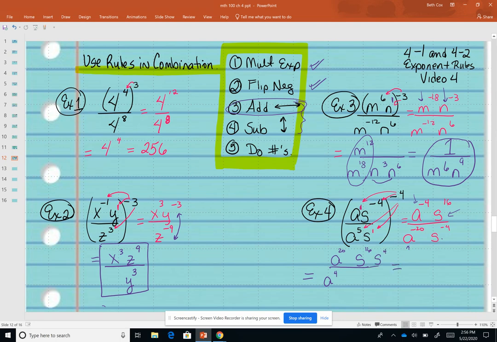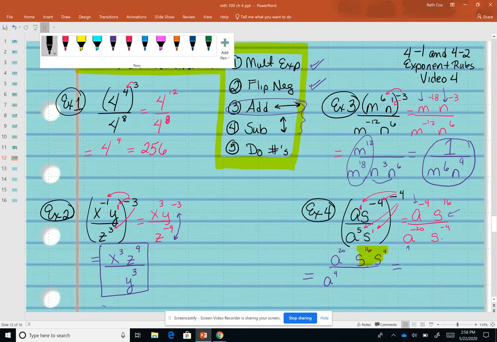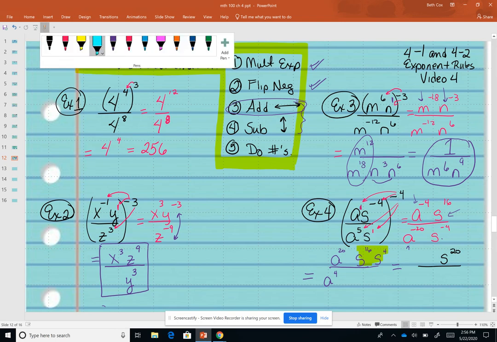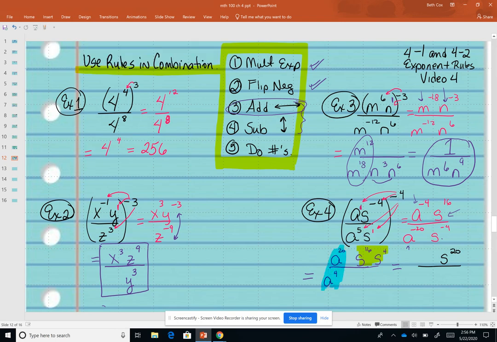Alright, so I've done my multiplying and my flip. Now if I have any alike, right or left, I'm going to add. So I can add those 2 right there. I can add these 2 right here, and that's going to become an s to the 20 on top. And then I can subtract these down here. I'm going to have an a to the 16, and since the big one's on top, 20 minus 4 is 16, so it's going to be a positive 16, so it's going to be on the top. So that's going to be a to the 16 on top.